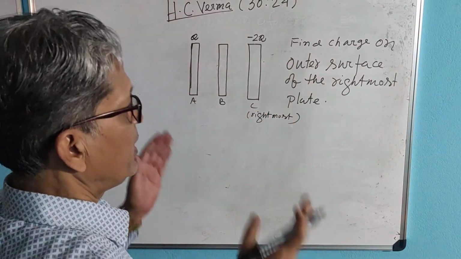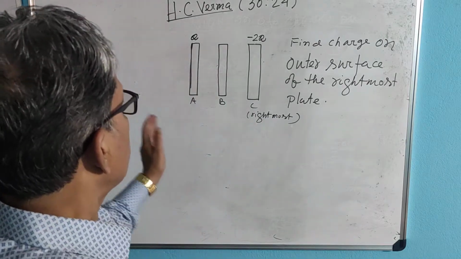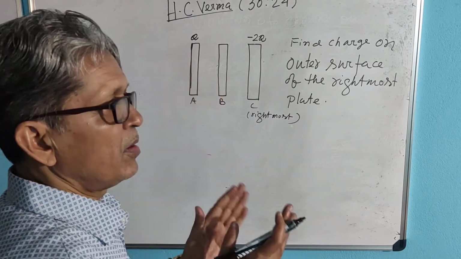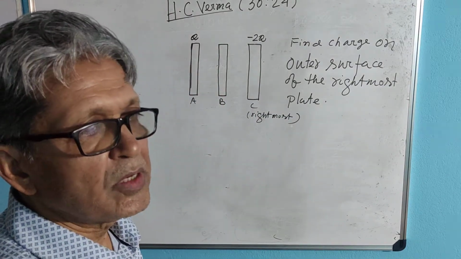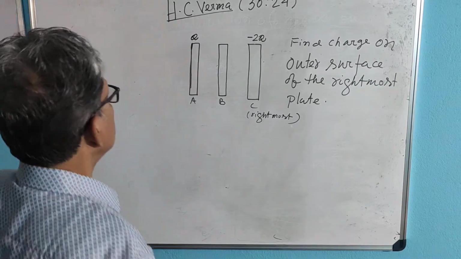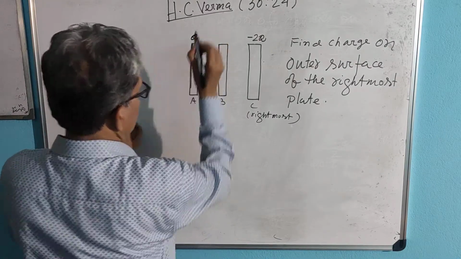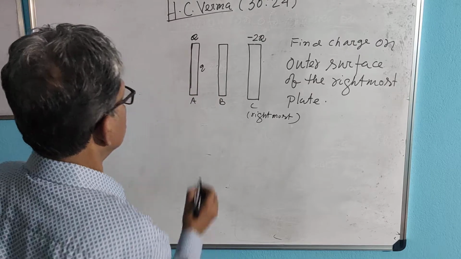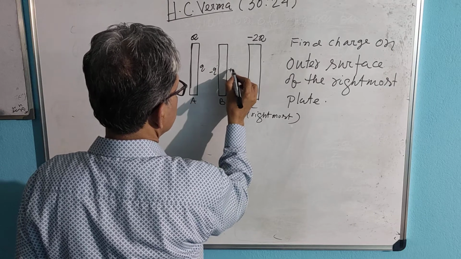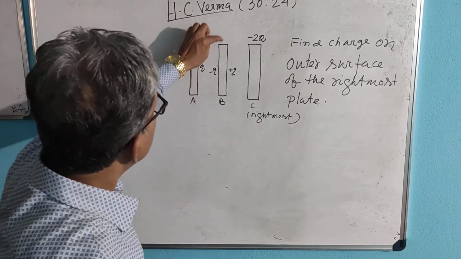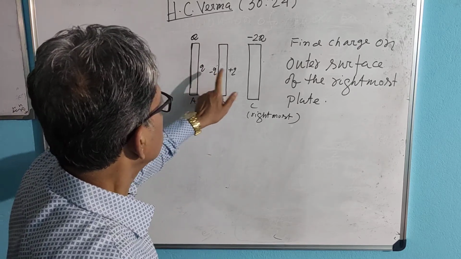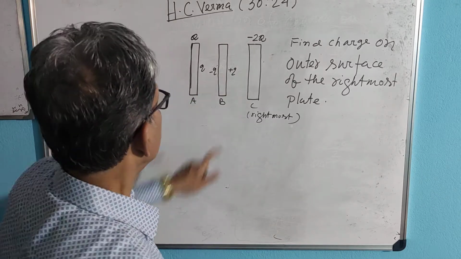You pause it and apply the principle I have told you: outer surfaces will have equal charge, and surfaces facing opposite will have equal and opposite charge. Beyond these two principles, you will easily solve the problem. Suppose this has Q charge on the inner side surface. Then what will be the charge on B? This surface minus Q and this surface plus Q. Why plus Q? The total charge of the B plate is 0. So if it is minus Q here, then obviously it will be plus Q on the other surface.